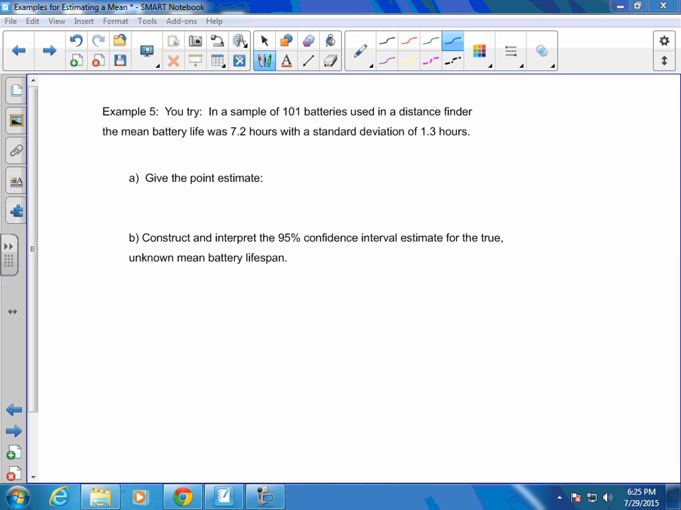It says in a sample of 101 batteries used in a distance finder, the mean battery lifespan was 7.2 hours with a standard deviation of 1.3 hours. Give the point estimate. Well, a page or two ago I said the point estimate for a population mean is going to be the sample mean. And that would be it. We're done. X bar is 7.2 hours. End of story. Point estimates are great problems usually.